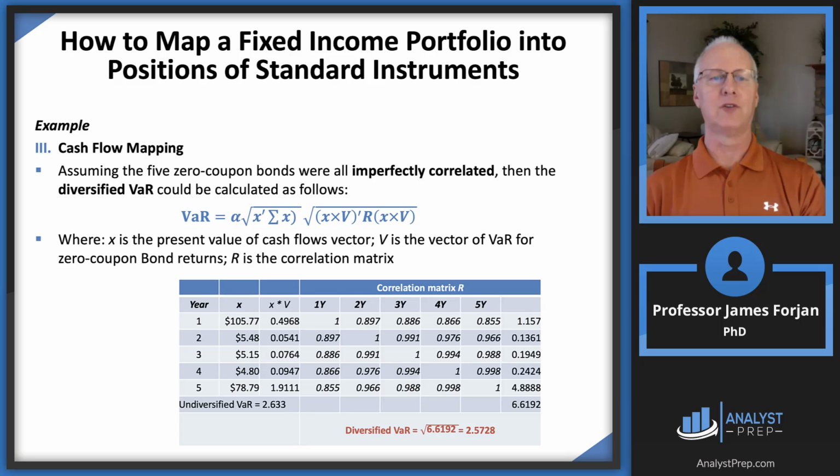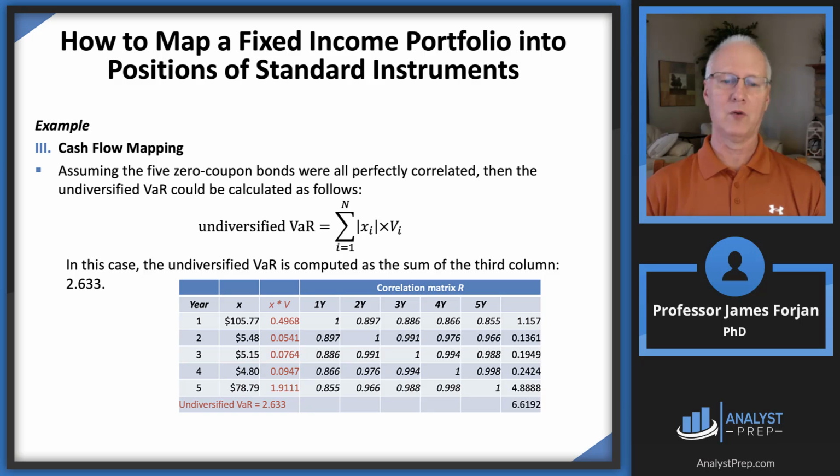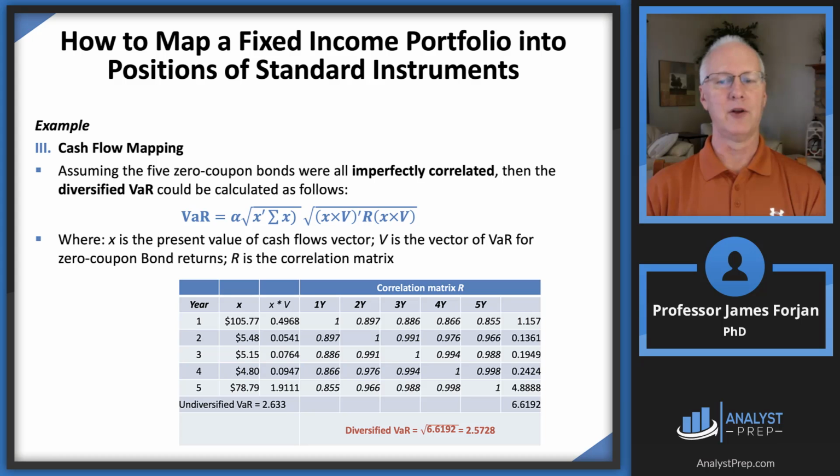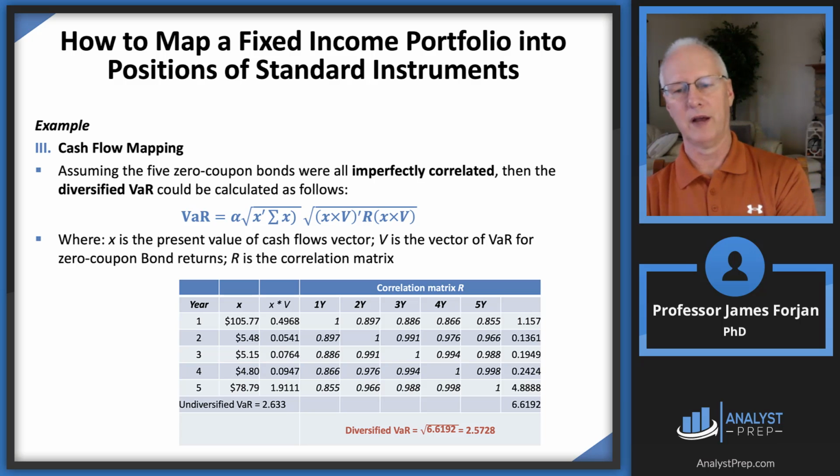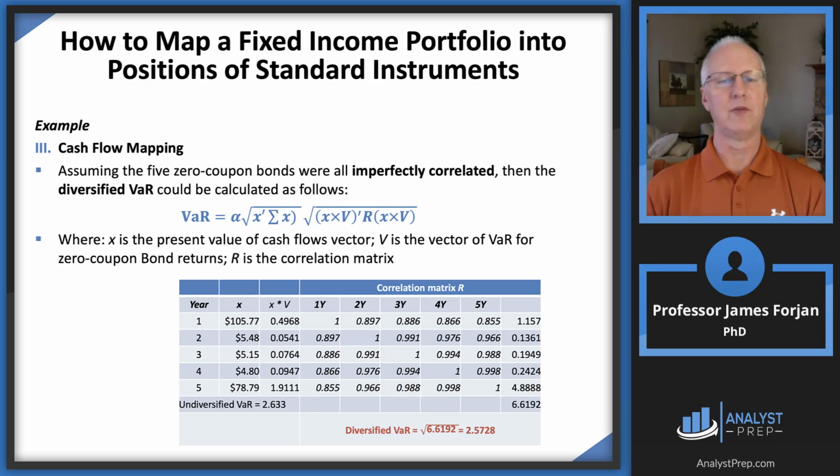Which then asks us the next question, okay, well, what happens if we have a diversified portfolio? What is the diversified value at risk? So back here, we're worried about undiversified, which is kind of total. And then here, we're worried about diversified. And that's where this right-hand column comes in. We're just going to sum that right-hand column and then take the square root and get the 2.57. So the undiversified value at risk is 2.6 and the diversified value at risk is about 2.57.